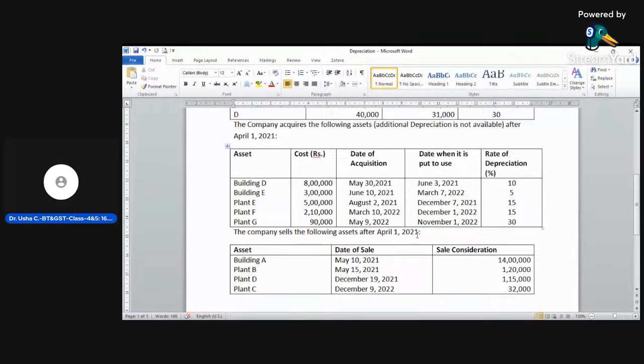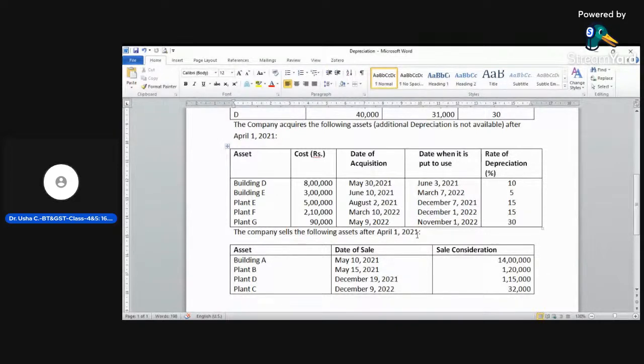Assets building D, building E, plant F and plant G are purchased. The cost of purchasing the assets has been given. Then the date of acquisition. Let us look into the date of acquisition.